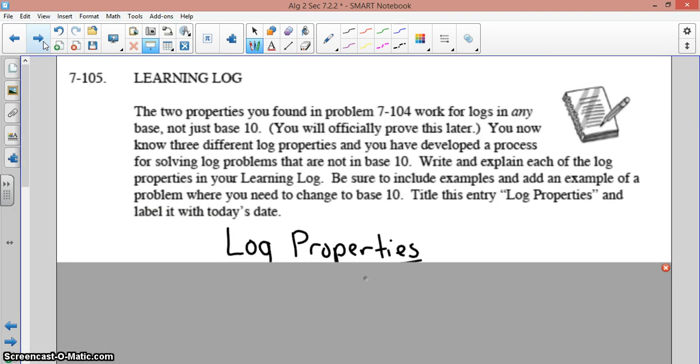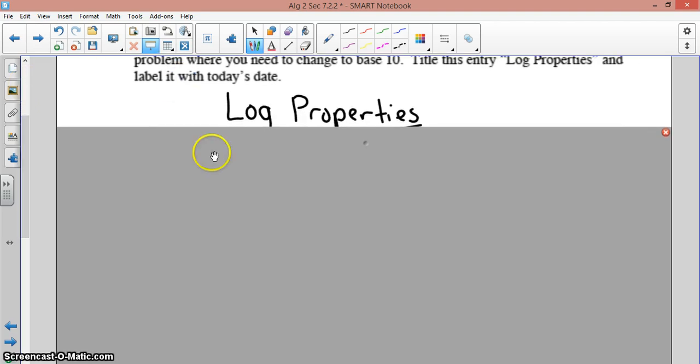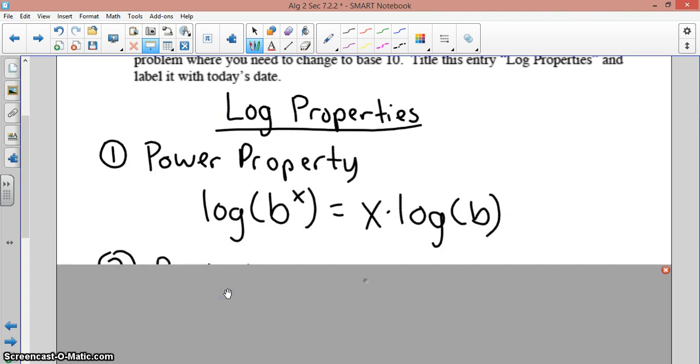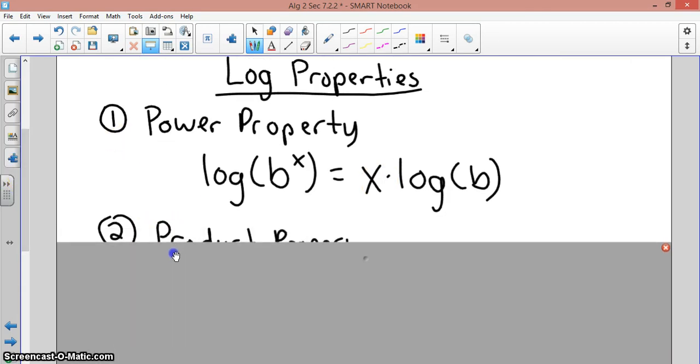Alright, now that you have 7-104 completely finished, we want to write these properties down in our learning log. So if you have not done so already, please get out that learning log and we'll write down our 5 log properties. You should have the power property written down already because we went over that the last time we met. That was the power property, where we take log of b to the x power and take that x and move it in front and multiply it by the log. We use that a lot to get an x out of the exponent and solve for x.